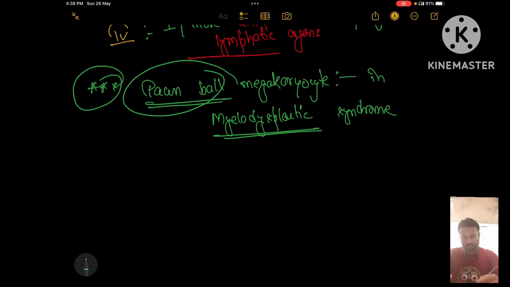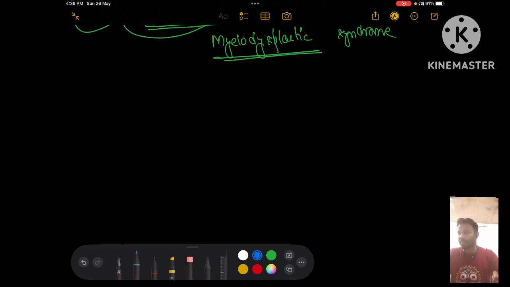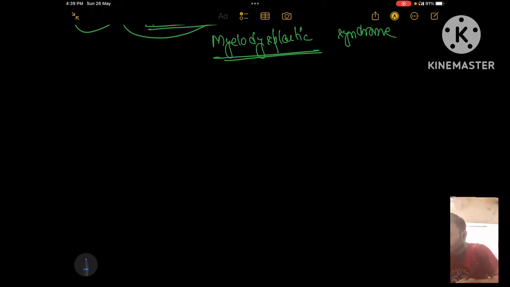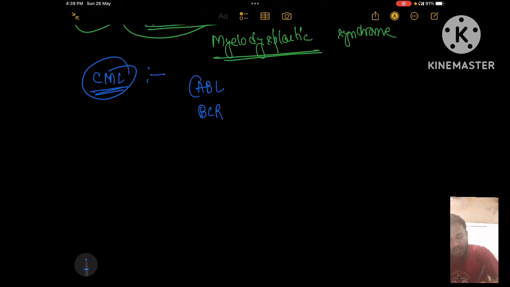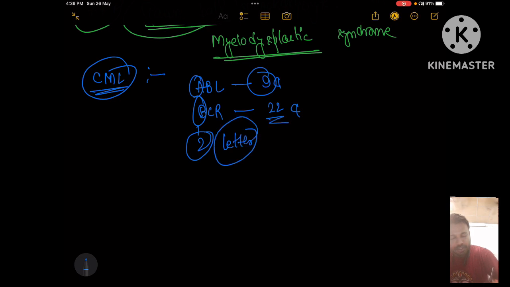Next is CML, chronic myelogenous leukemia. Here are the genes ABL and BCR. A comes first, B then. So ABL is on 9q and BCR is on 22q. A comes first, so 9, B comes second, so 22q.